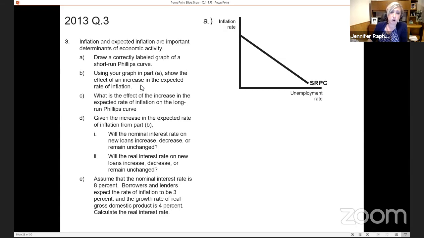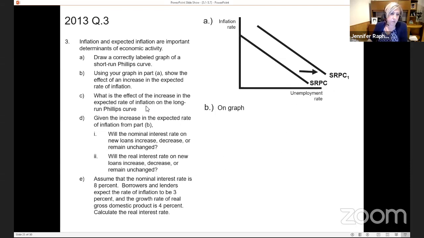Part B says, using your graph in Part A, show the effect of an increase in the expected rate of inflation. So on the graph in Part A, we're going to show that an increase in the expected rate of inflation means we are going to see a higher inflation rate associated with every level of unemployment, and we can show that as a shift to the right of the short-run Phillips curve. So there would be Part B.